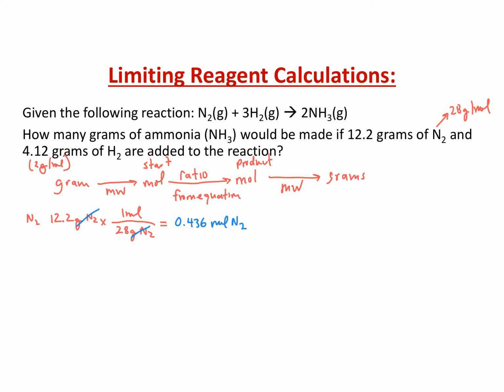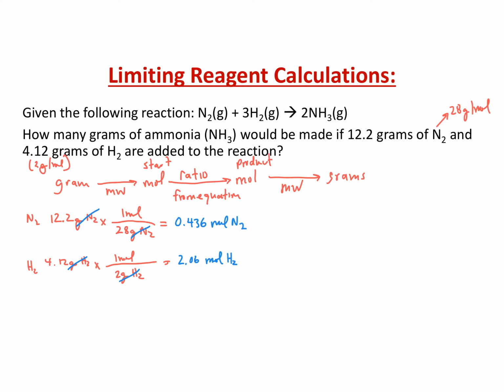We'll do the same process with hydrogen. So for hydrogen, I have a lot less. I have 4.12 grams of hydrogen, and I know that for 1 mole of hydrogen, I would need to have 2 grams of hydrogen. So dimensional analysis, right? Grams cancel out, and I have approximately 2.06 moles of hydrogen. Okay, great, we're done. We have moles of each of those.